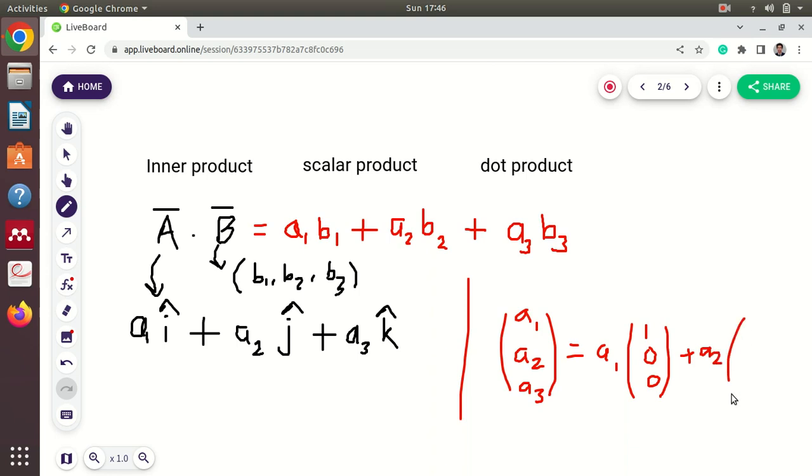Similarly, I can write A2 into 0 1 0. So this is another unit vector. This is a unit vector or basis vector, this is a unit vector, and plus A3 into 0 0 1. So we can write in such terms, but we don't need to write always. We don't need to write i cap, j cap, k cap separately. We mean this is A1 i cap plus A2 j cap plus A3 k cap. So this is i cap representation in matrix notation, this is j cap, and this is k cap.